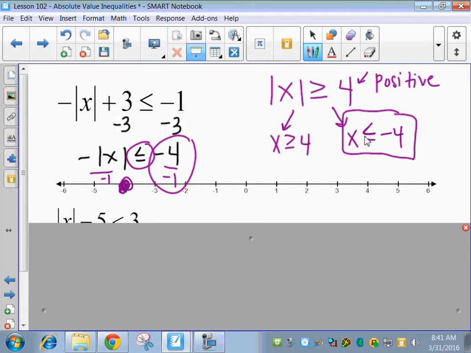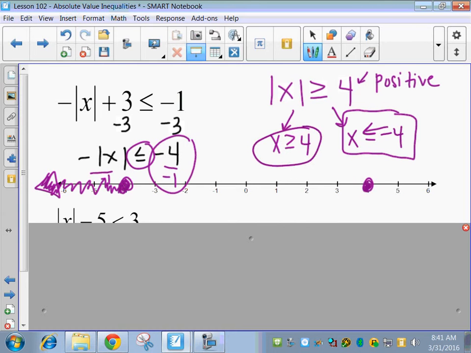And Ella, shade right or left? Good. This guy points to the left, right? So I'm going to shade to the left. All right. And Nate, open or closed circle on positive 4? Okay, closed circle. So closed circle on 4.